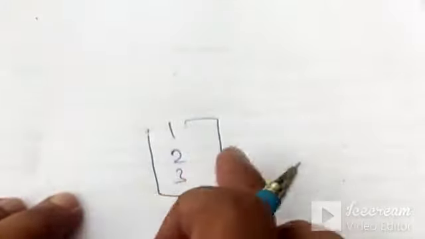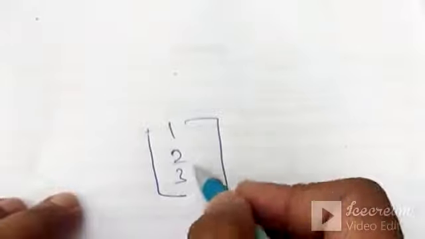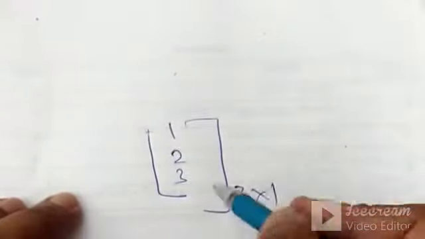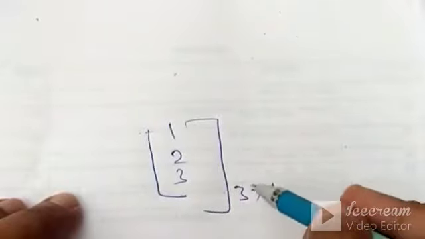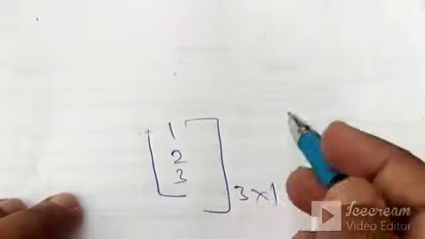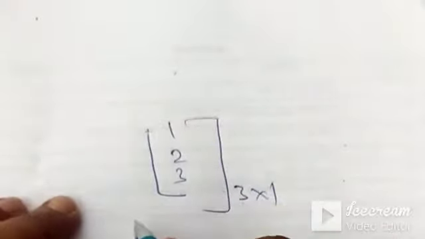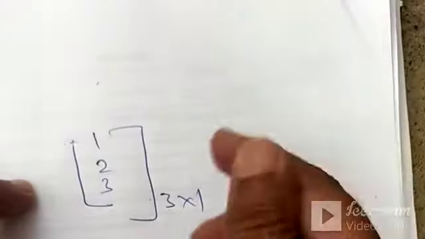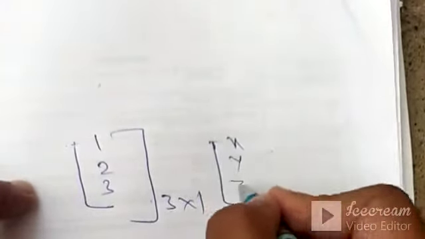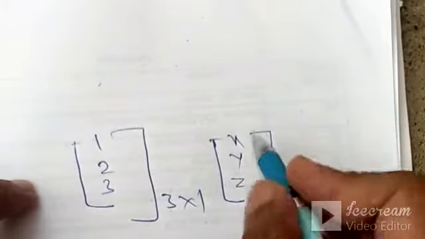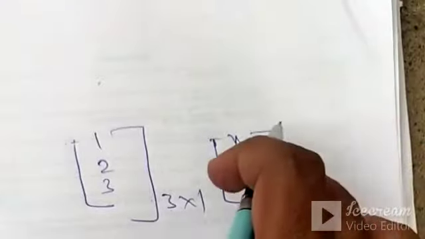Now tell me how many rows and how many columns are here. Here 3 rows, 1, 2, 3, and 1 column. 3 by 1. So don't bother about the rows, irrespective of rows, it has only one column. So such type matrix we call column matrix. And I will give one more example for column matrix: X, Y, Z. In this case also we have 3 rows and only one column. So this is also column matrix.